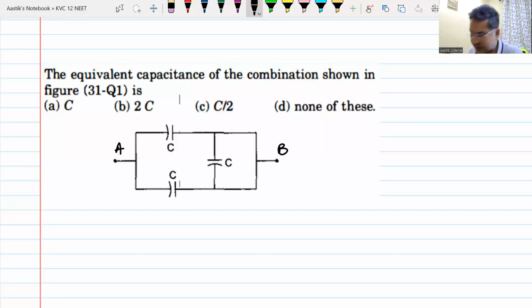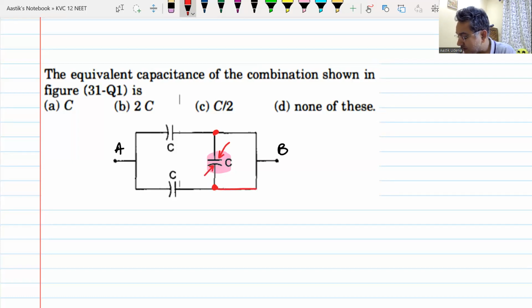So how are we going to do this? This looks like a different question. Option B is correct. 2C is correct. How did you get it? Now just look at this pink capacitor. You look at this point and you look at this point. This plate is connected to this point and the other plate is connected to this point.